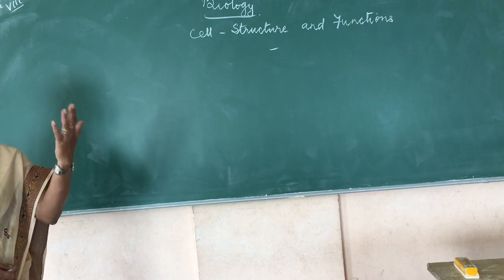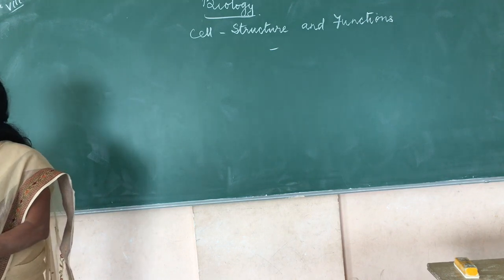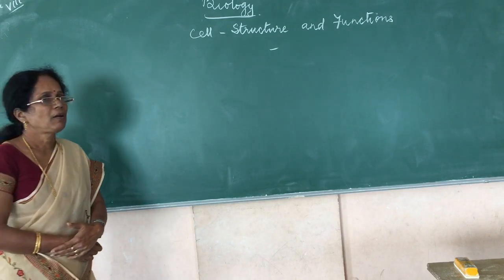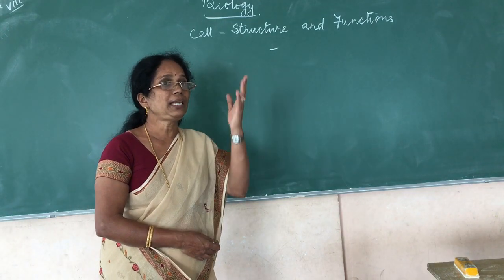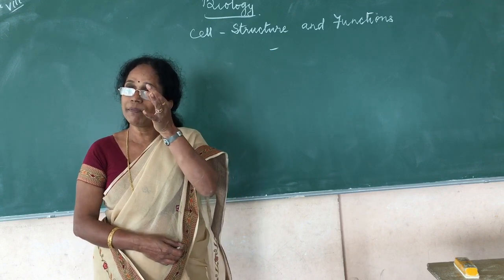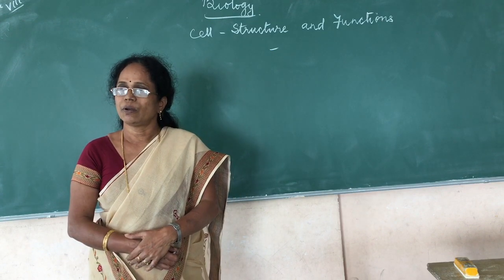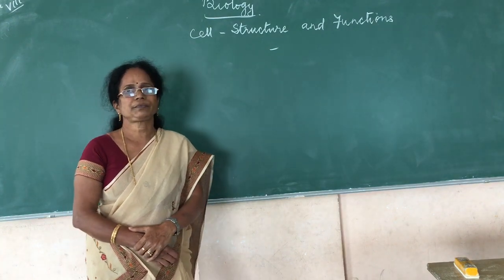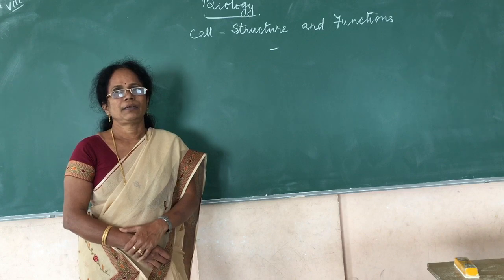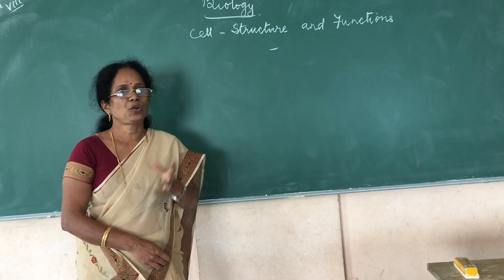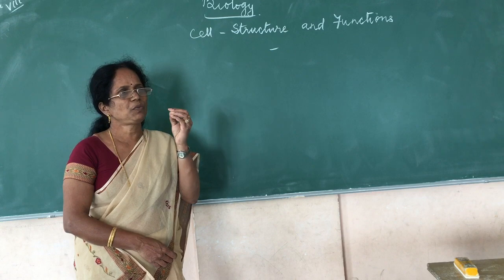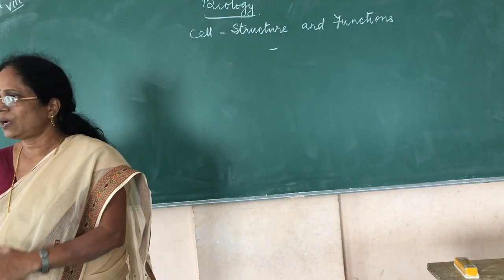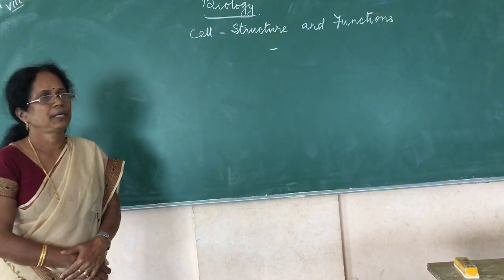1 millionth of a meter. When you divide 1 meter into a million parts, each one part is equal to a micron. Hence, the unit of measurement of cells, microbes, very small things is micron, which you have to remember.